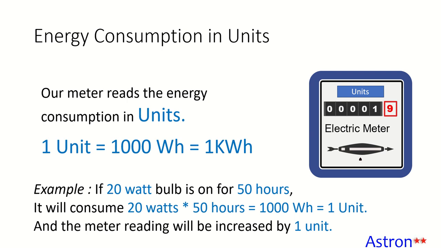The electric meter in our home measures the consumption of energy in units. So 1 unit means 1000 watt hours or 1 kilowatt hour. Indirectly, it is measuring the watt hours or kilowatt hours, but it is specified as units in our electricity bills. So if we take a 20 watt bulb and it is on for 50 hours, then it will consume 1000 watt hours of energy, and then our electric meter will increase by 1 unit.